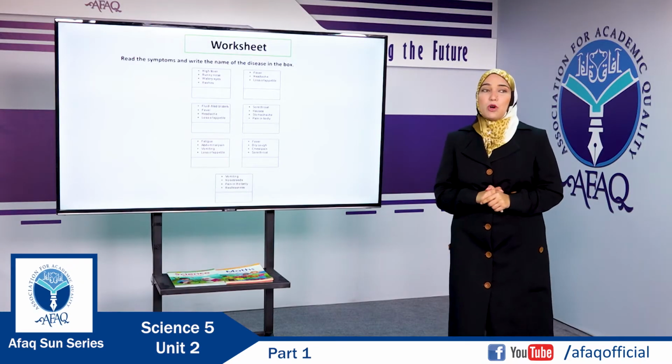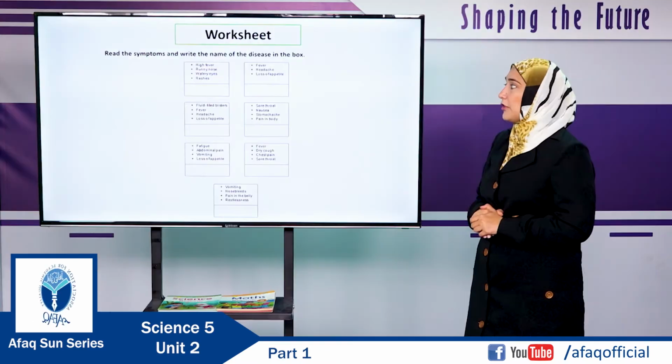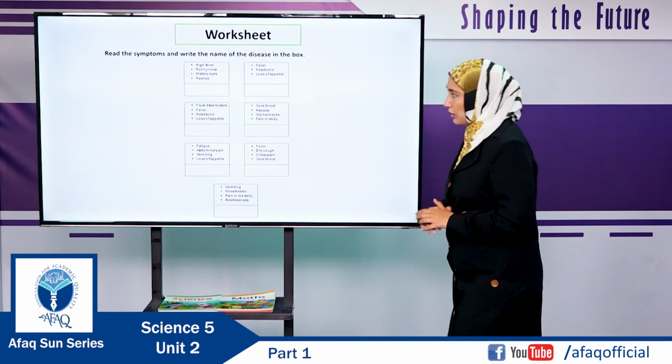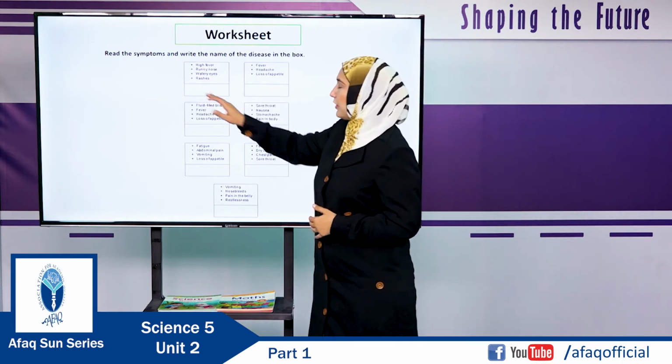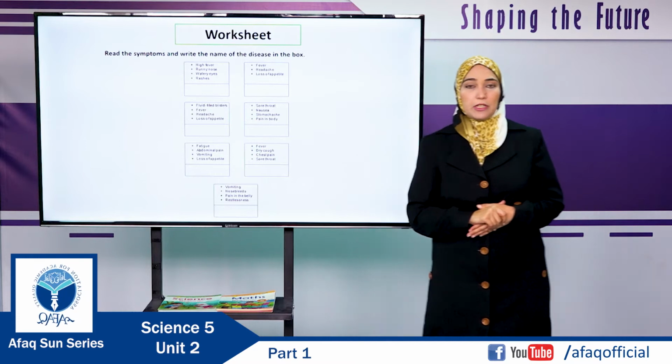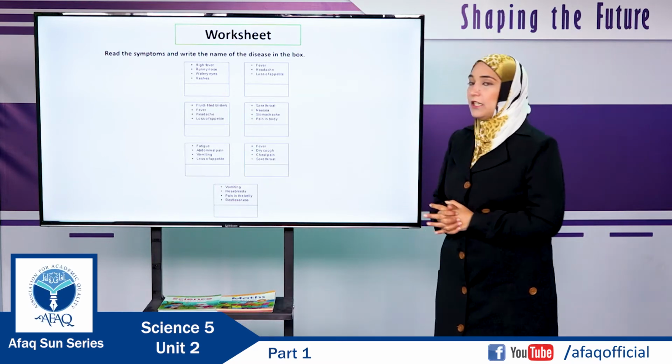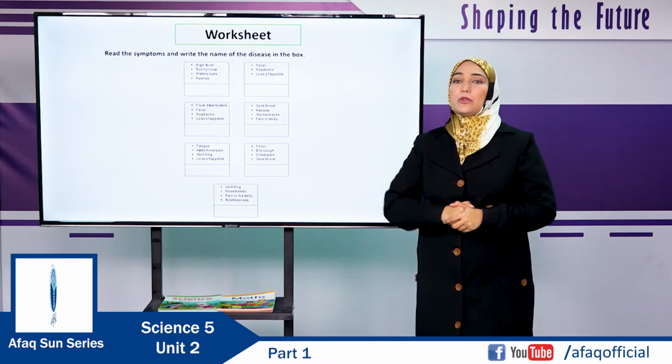Now a worksheet is given with this DLP. Read the symptoms and write the name of the disease in the box. Here some boxes are shown where some symptoms are written. You have to read these symptoms, identify the disease and write the name of that disease in the box. Solve this worksheet and show it to your teachers.